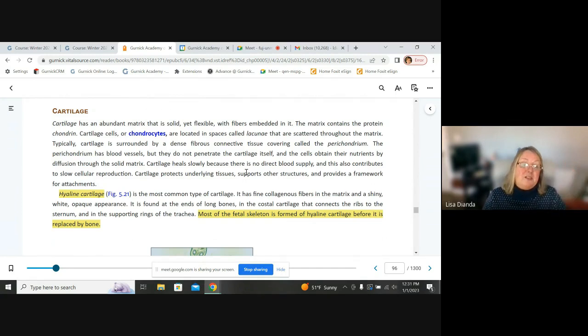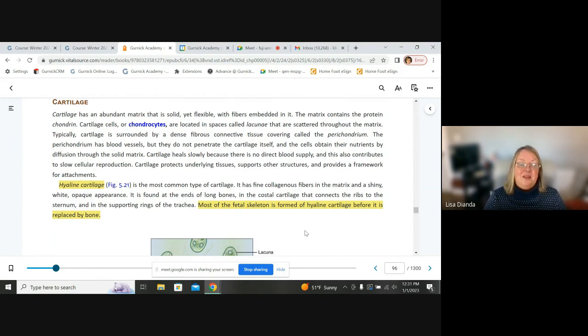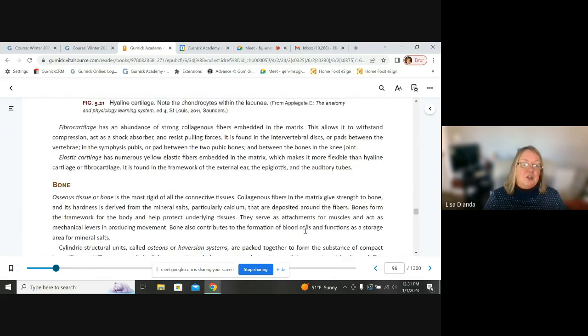An interesting fact about cartilage cells. There's a special kind of cartilage that you want to pay attention to. Hyaline cartilage. It's the most common type. It has very fine fibers. It's shiny. It's opaque in appearance. Most fetal skeletons are formed of hyaline cartilage. Interesting. Before it's replaced by bone. So interesting things to learn.